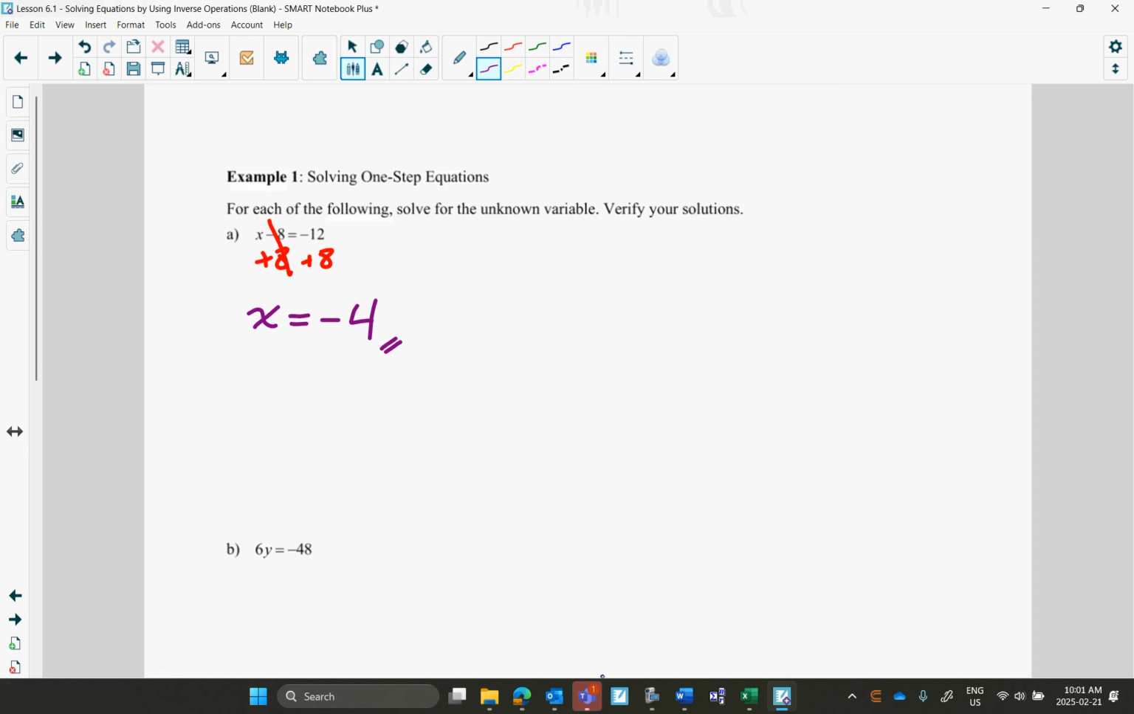And the nice thing about equations is you can always check them to see if they work. I'm not going to ask you to do this every time, but let's say I'm doing this on a test and I want to check to see if my answer's right. Plug -4 back into the original. Does -4 subtract 8 equal -12? Yes. So -4 must be my answer, must be my solution.